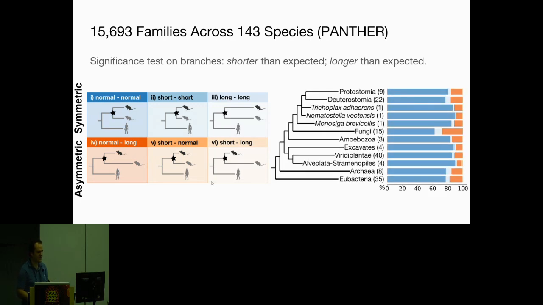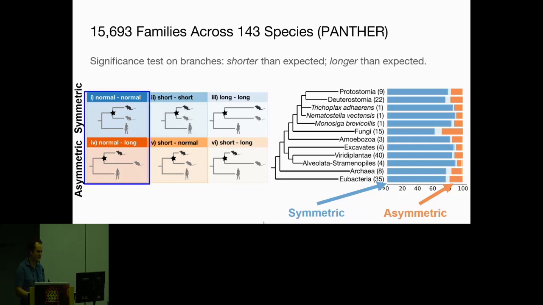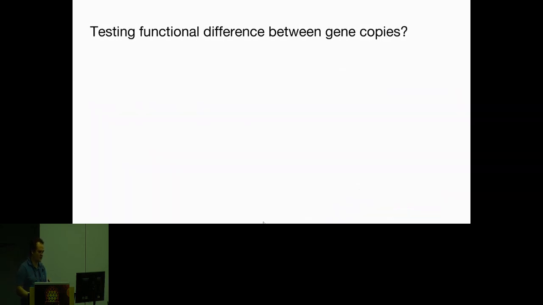So across the tree of life, we see that the majority of duplication events end up exhibiting symmetric evolution following the duplication event. And then there are many across the tree of life that are asymmetric. The vast majority of the duplication events came under these first two categories. So the normal, where both branches are following a usual evolutionary rate, and then asymmetric, where one of them has shot off and changed.